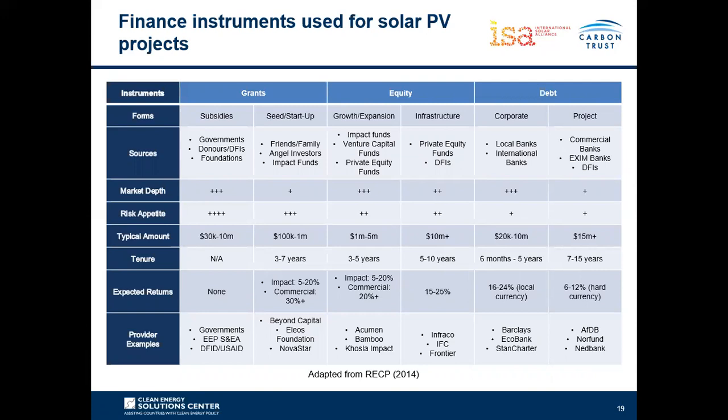Lastly, debt, which is seen as the most affordable commercial form of finance. It typically comes from your local or your international banks, again, also your development finance institutions, and varies between 16 to 24% in local currency and less in hard currency due to the fluctuations and the depreciation that might be seen in a local currency, which would make it more expensive for the developers in developing countries. And there's a variety of sources from there, depending on the capacity in the local environment and the appetite of the commercial banks.